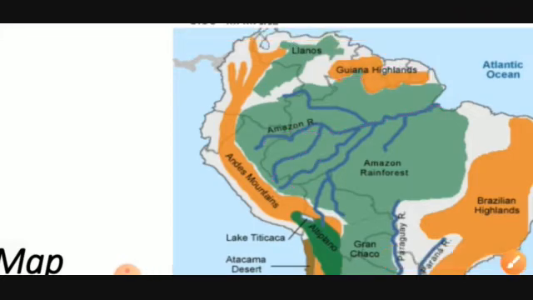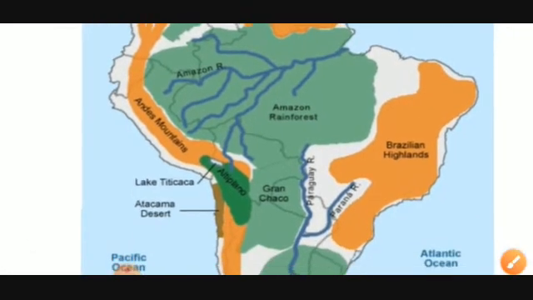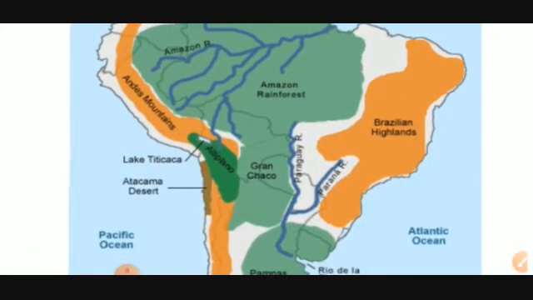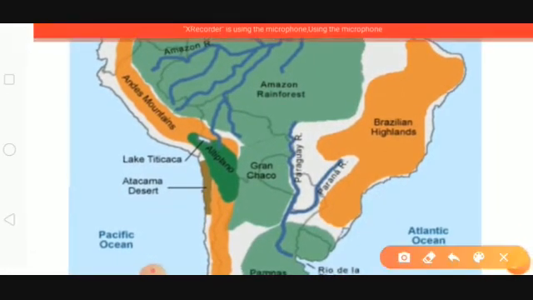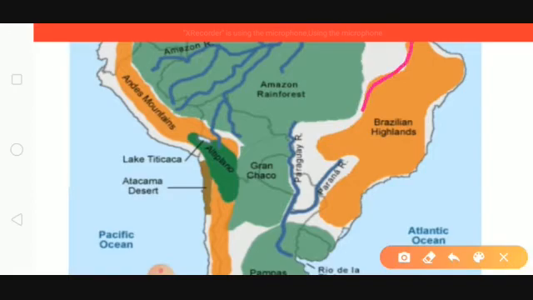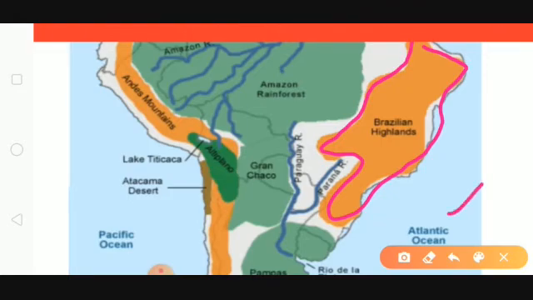Now the next place to mark is Brazilian Highland. Here on the eastern side you can mark Brazilian Highland. It's on the eastern side of South America. After marking Brazilian Highland, you can mark the Atlantic Ocean on the eastern side, and in the west you can mark the Pacific Ocean.